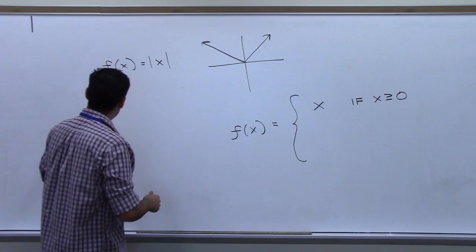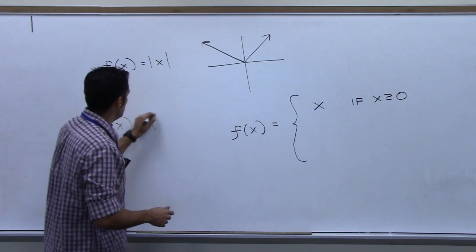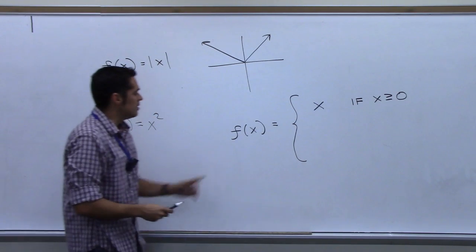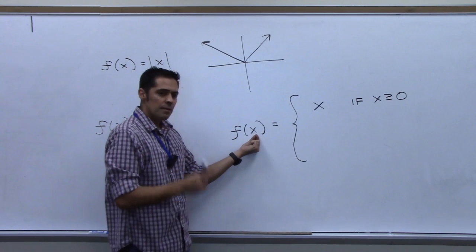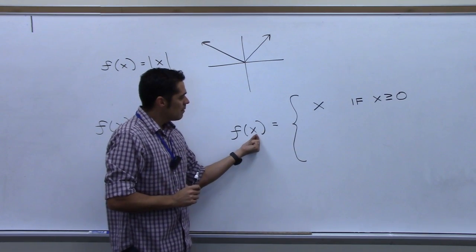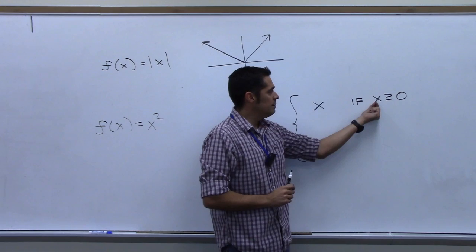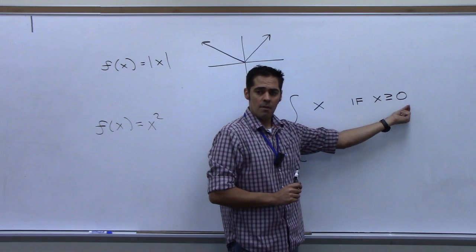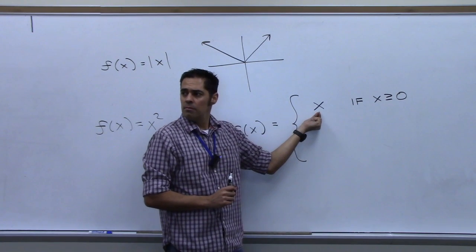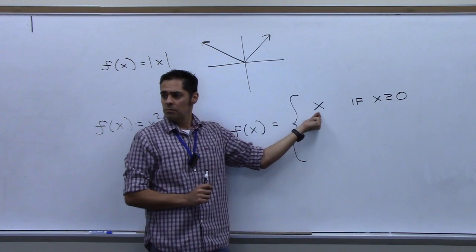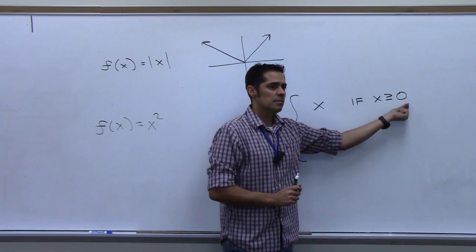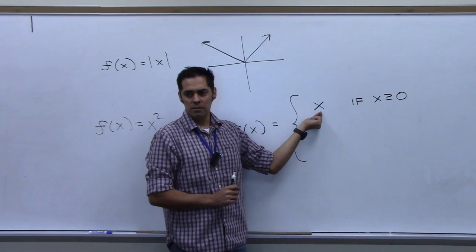Like if I say f of x is x squared, everyone knows, okay, whatever gets plugged in, it gets squared, right? Here what I'm saying is whatever gets plugged in, here's what you do. If what you plug in is bigger than or equal to 0, then just leave it alone. So if I plug in 4, is 4 bigger than or equal to 0? Yes? Then just let it be 4.